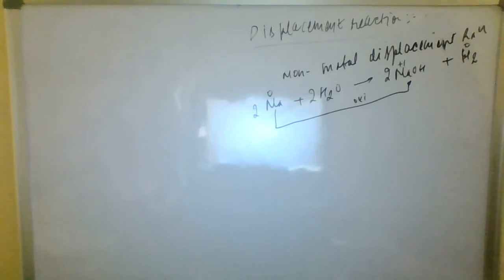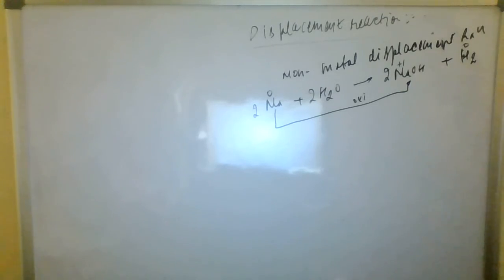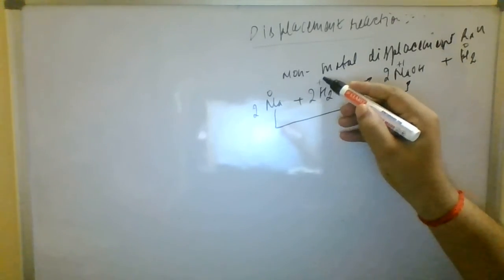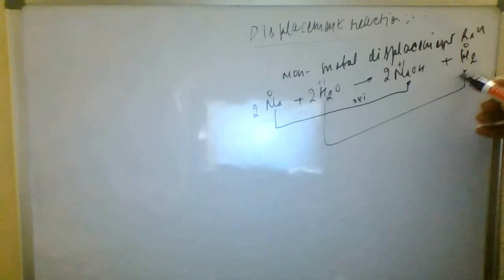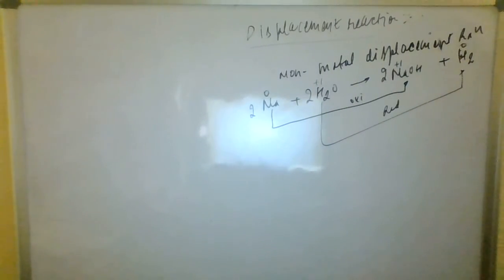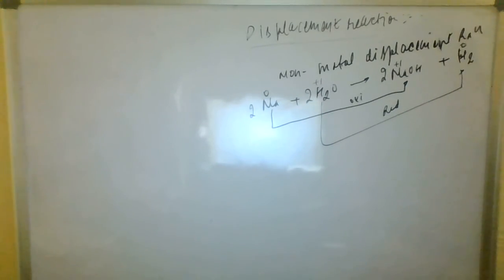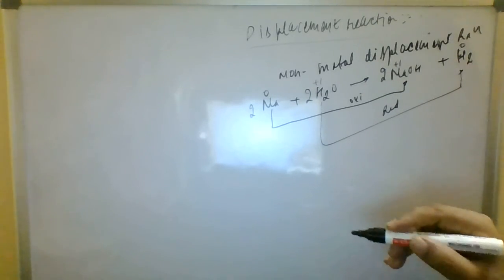Now for the other element, we can go for hydrogen. Here plus 1 goes to 0, and this is reduction. So both things are taking place in this displacement. Metal displaces the hydrogen, the non-metal. So this becomes the non-metal displacement reaction. Similarly, there are so many examples you can give.